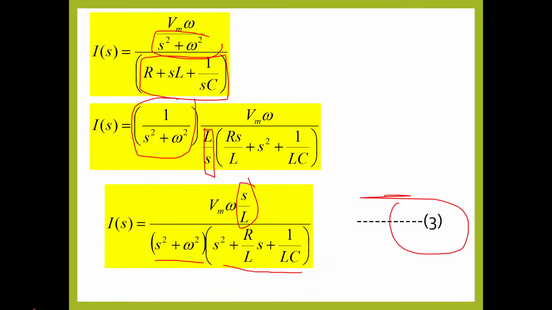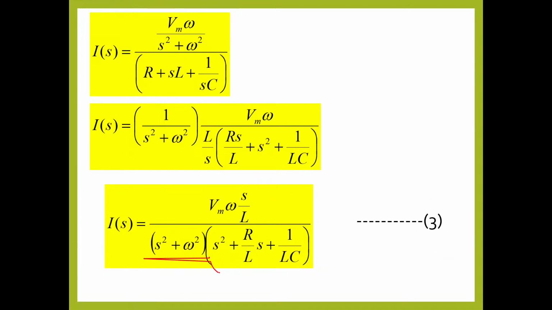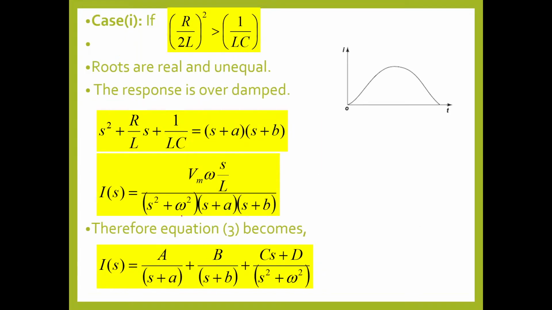Here the denominator is a quadratic expression. For this quadratic expression, you can determine the roots. If I determine the roots and compare them, the terms available in the roots are under root of R by 2L whole square minus 1 by LC.